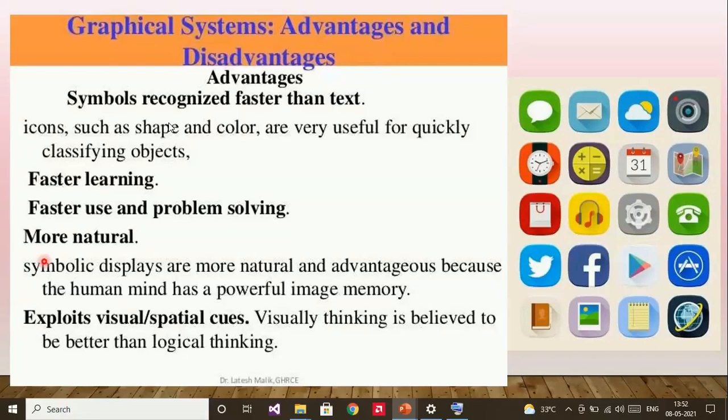So if you see an object, if you see an image there, you will remember it very easily. It's a more natural concept you have here. That's why graphical systems usually use images to represent any operation. Next, it exploits visual or spatial cues. Visual thinking is believed to be better than logical thinking. Spatial relationships are usually found to be understood more quickly than verbal representations.